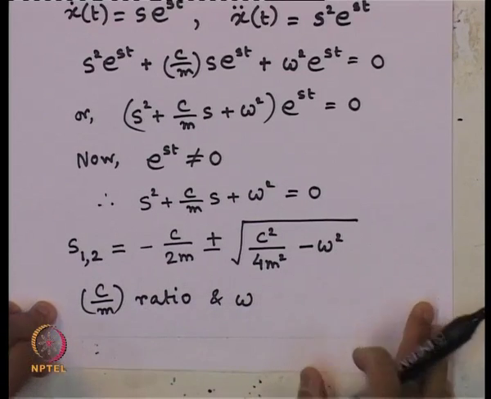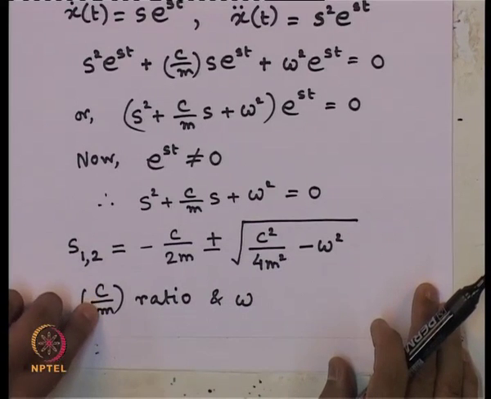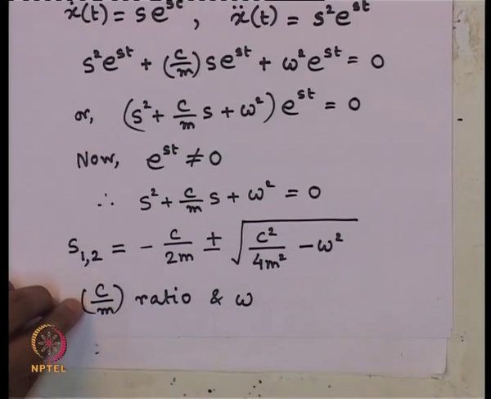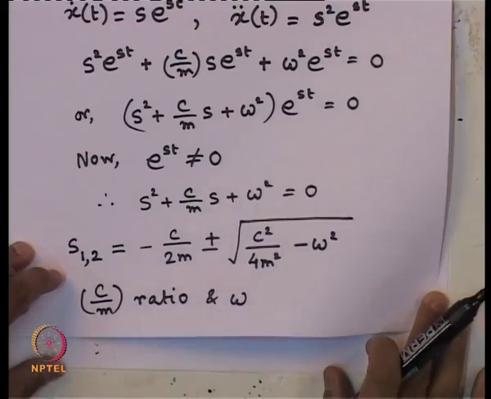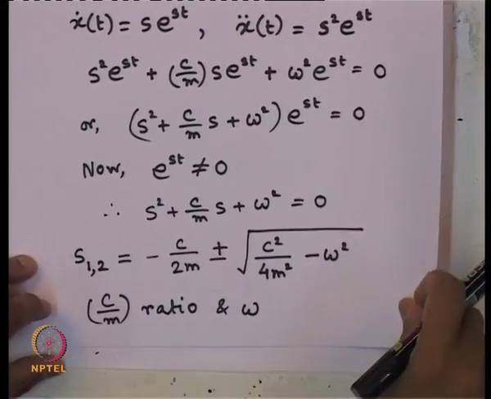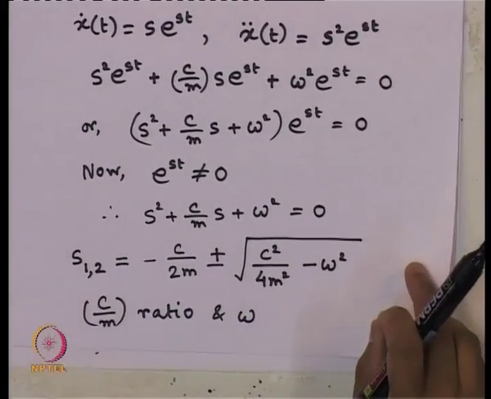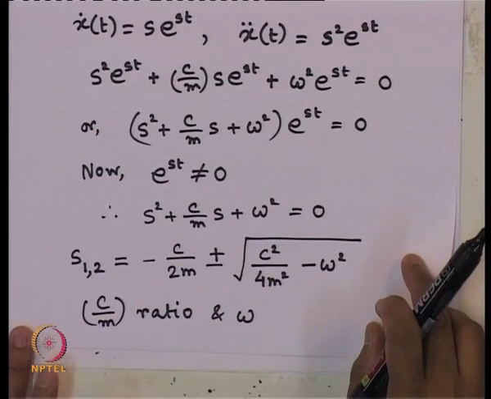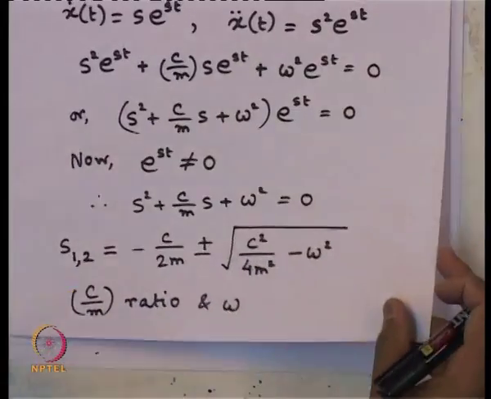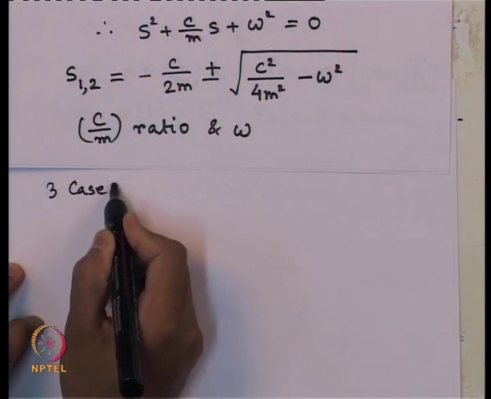Okay. So, suppose two systems have the same ratio of c by m, but the mass and damping constants are different. It does not matter, their responses will remain the same as long as the ratio remains the same. Now, look at these roots. There can be three possibilities from this solution. What are those three possibilities? Let us look at it. So, three cases can arise.